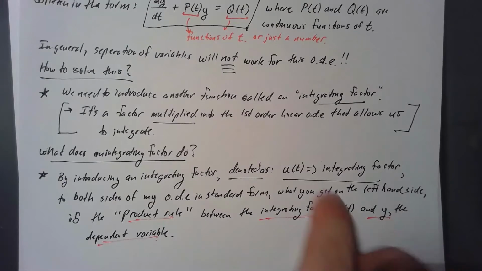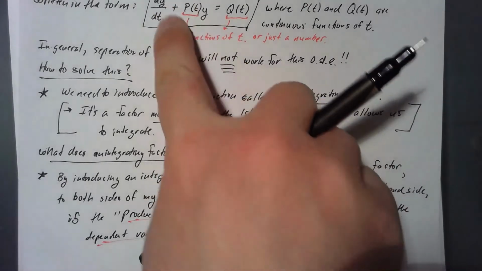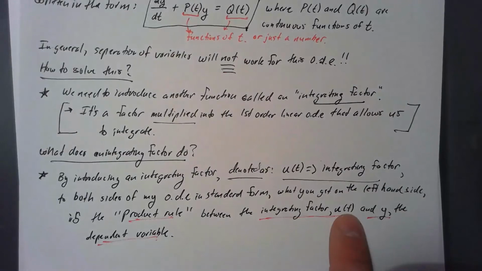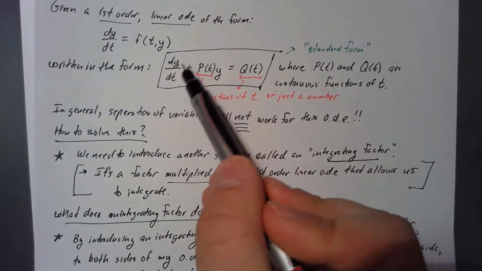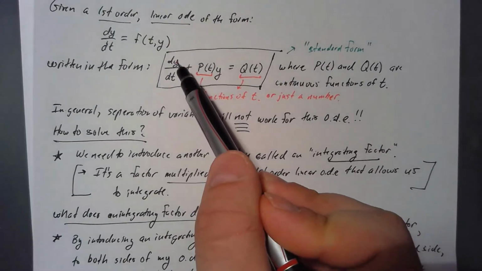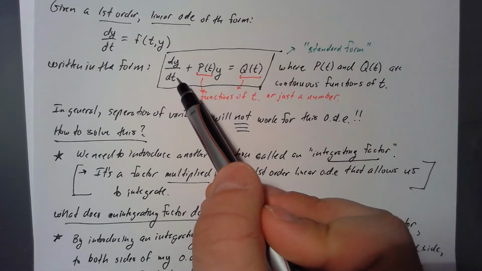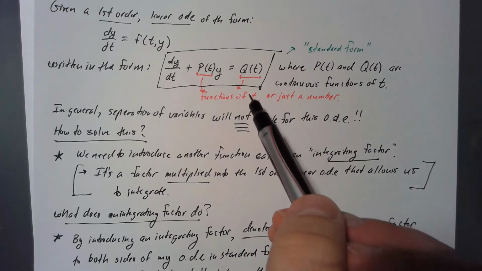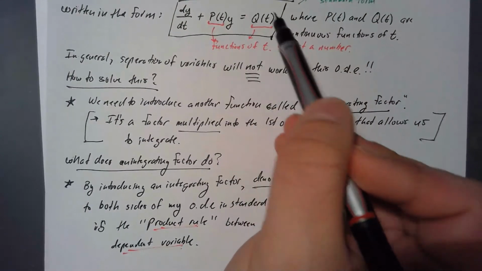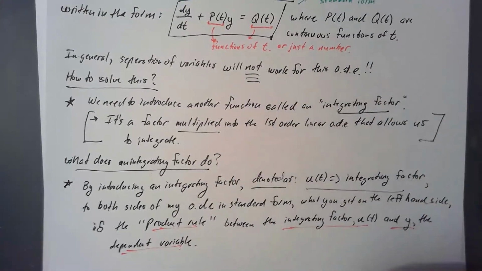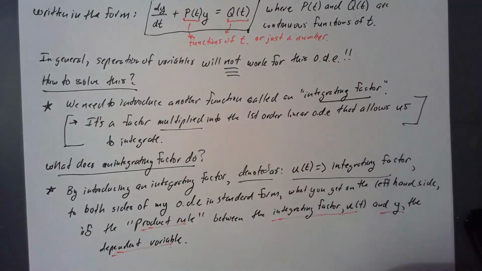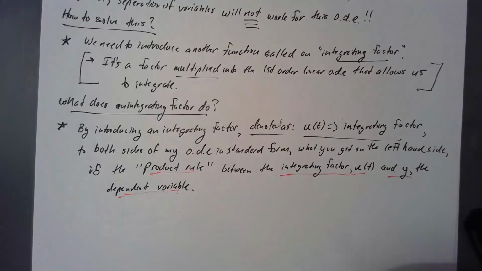When you find the integrating factor and multiply it by both sides, you'll see that the left-hand side is just the product rule between u of t and y, or the dependent variable in this case. And the dependent variable could change from problem to problem, but this is the dependent, this is the independent. And the integrating factor is the function that we introduce in here. And we're going to talk about how to find that very soon. So don't worry about that. Like you're like, all right, how do we find the integrating factor? What is it?